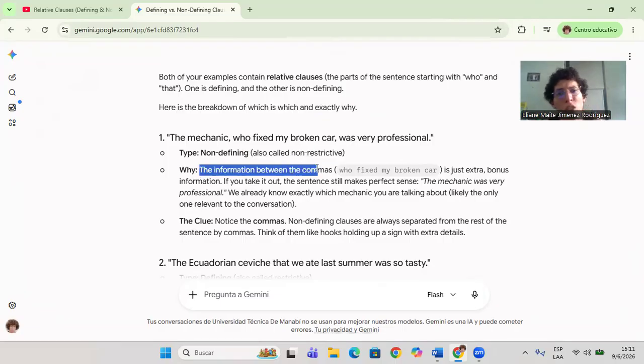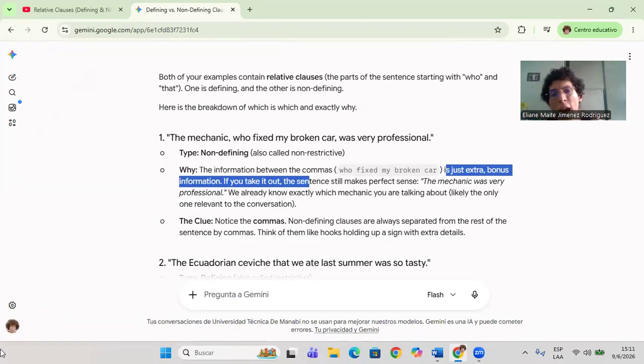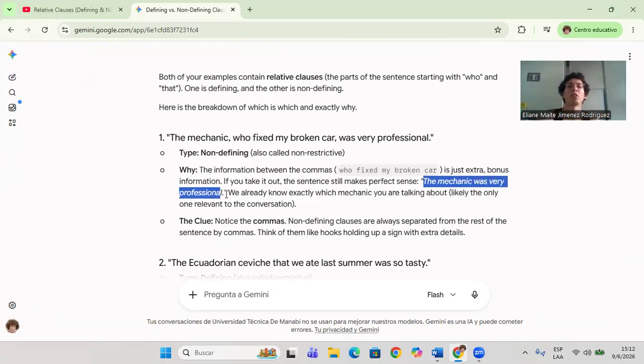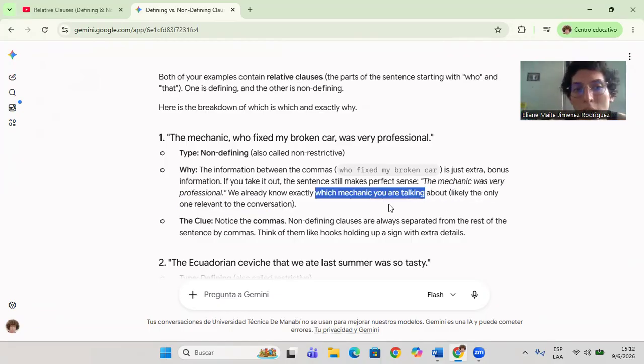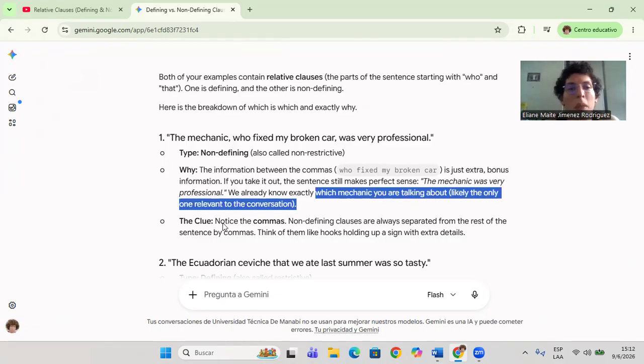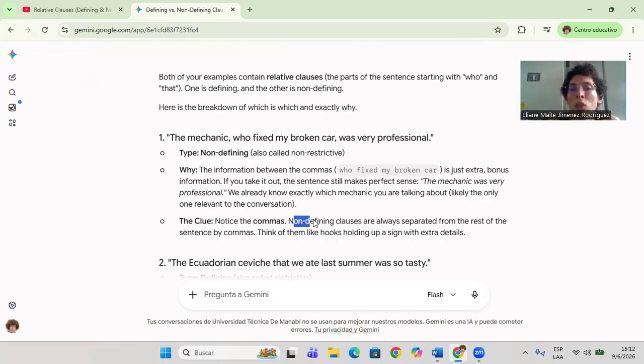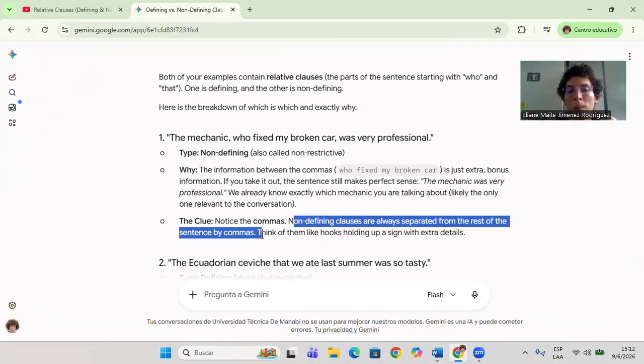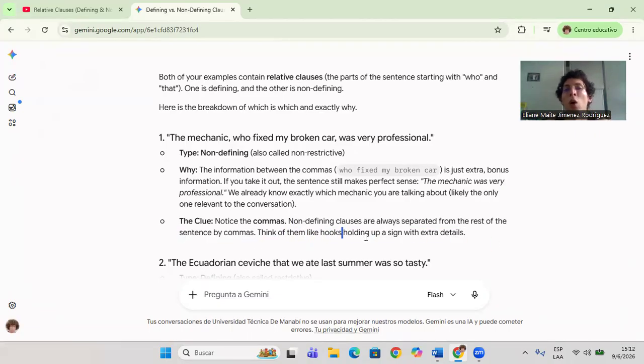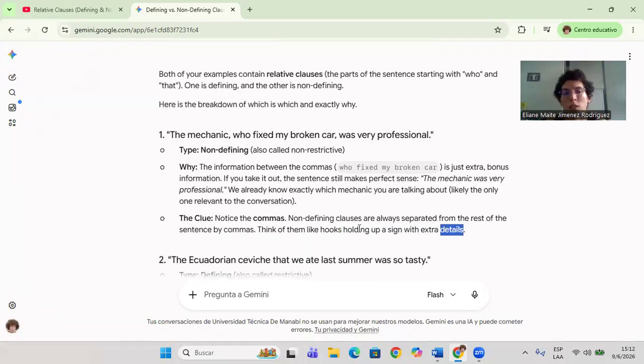Why? The information between the commas, who fixed my broken car, is just extra, bonus information. If you take it out, the sentence still makes perfect sense. Just as I said, the mechanic was very professional. We already know exactly which mechanic you're talking about, likely the only one relevant to the conversation. Clue: notice the commas. Non-defining clauses are always separated from the rest of the sentence by commas. Think of them like hooks holding up a sign with extra details.